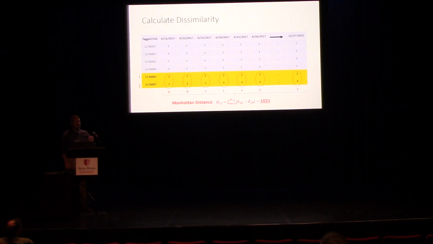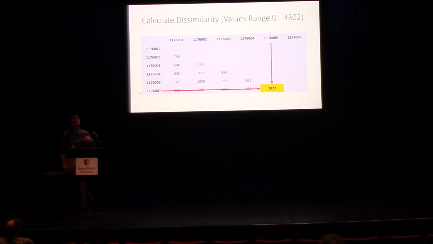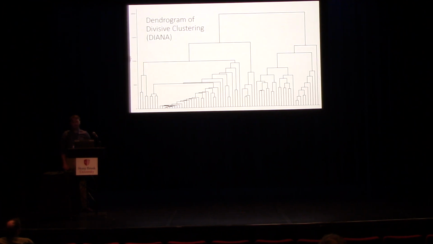And so each of these values is just a zone assignment. 2 is a river, 3 is the lake. You add up those differences over time, all of them for each individual pair of fish, and you create a Manhattan distance. You throw that into a fancy table, and then you run your clustering algorithm. And we got something that looks like this.